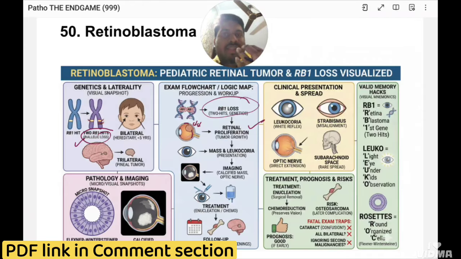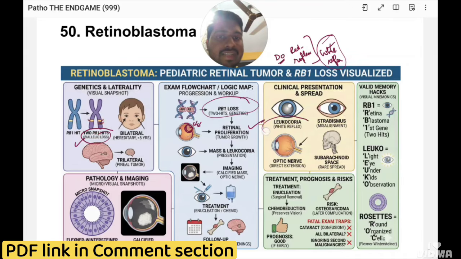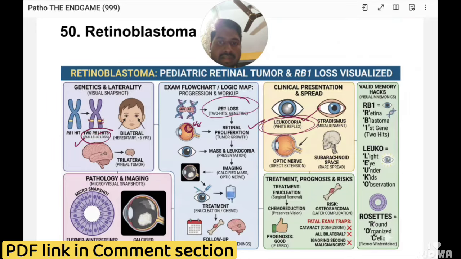Normally when you look with a direct ophthalmoscope, DO, you will see a red reflex. But because of this tumor mass, it appears white, so you get a white reflex. Anytime you see a white reflex, think of retinoblastoma. We call it leukocoria. So white reflex on direct ophthalmoscopy is seen in retinoblastoma.